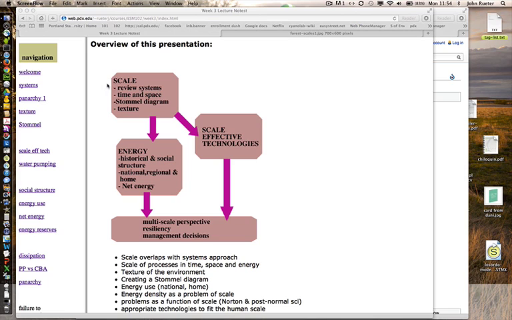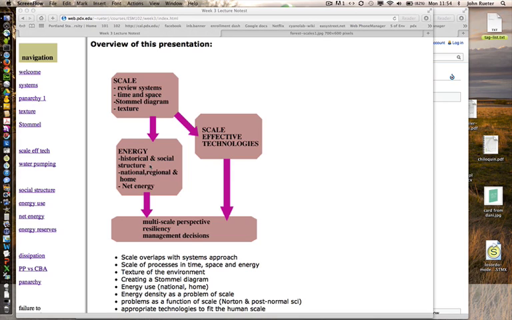Let's just look at this little diagram of scale. I'm going to review how it's related to systems, talk about time and space, and the Stommel diagram, which is space scale versus time scale. And then we're going to take a little detour and look at scale-effective technologies. What's that mean and why might they be important? Then we're going to focus on energy and the history of how energy has helped us develop social structures, and a comparison of national, regional, and home energies, and then look at net energy.